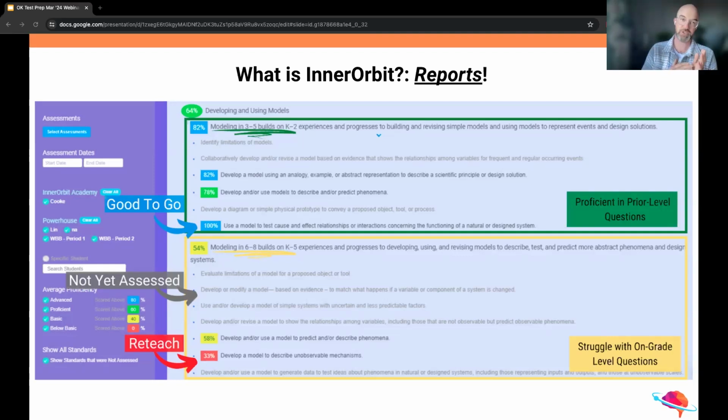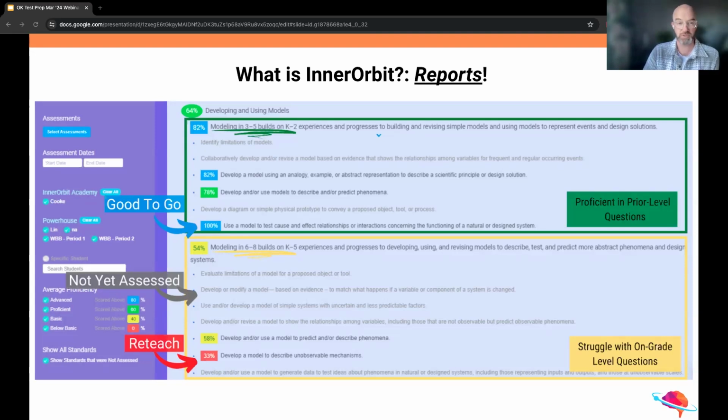That's it. So when you look at something like an SEP, and here we're looking at the SEP of developing and using models, what we're doing is breaking down elements from the grade level band of 3-5 and then the grade level band of 6-8. Within developing and using models, there are 6 different things that students should show and grow in proficiency on in 3-5, and then there are 7 things in 6-8. Because our questions are tied to really discrete parts of the standards, we'll say, all right, students did really well developing a model using an analogy, example, or abstract representation to describe a scientific principle or design solution. So maybe at the elementary level, they were really good with that.